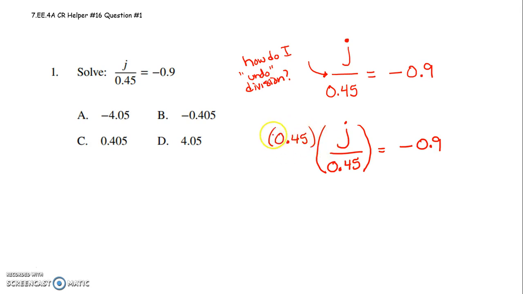If I'm multiplying the left-hand side of my equal sign by 0.45, I must multiply the right-hand side of my equal sign by 0.45. Right here, 0.45 divided by 0.45, that's just a fancy form of 1. 1 times J is just J. Right? That's a beautiful fancy form of 1. Then on this side, I have to take negative 0.9 times 0.45.